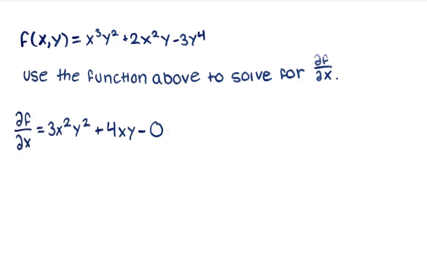For 2x squared y, once again, we're treating y like a constant, and we're bringing the 2 down in front of the x. So we're multiplying the 2 by the existing 2 and getting 4. So we have 4xy. And then for negative 3y to the fourth power, y, once again, is being treated like a constant. And what's the derivative of a constant? 0. So this brings us to our final answer. The partial derivative of f with respect to x equals 3x squared y squared plus 4xy.